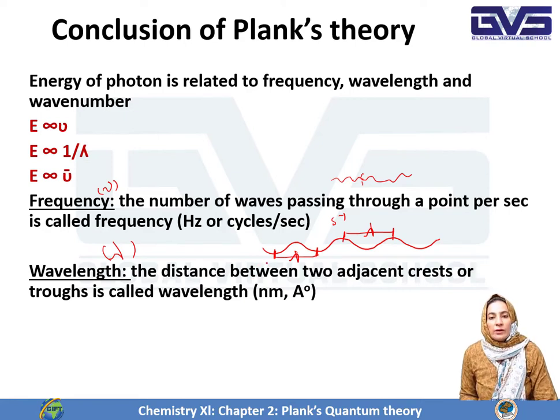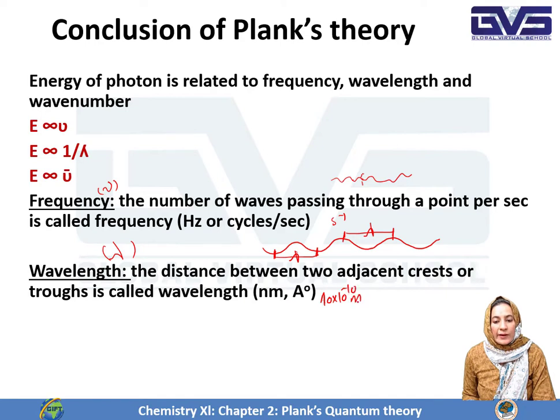Because the wavelength of radiation is very short, we measure its units in nanometer or angstrom. Angstrom is equal to 10 raised to the power minus 10 meter, and 1 nanometer is equal to 10 raised to the power minus 9 meter. So you can imagine how short the wavelength is. The distance between two adjacent troughs or two adjacent crests is called the wavelength, its units are nanometer or angstrom, and it is represented by lambda.